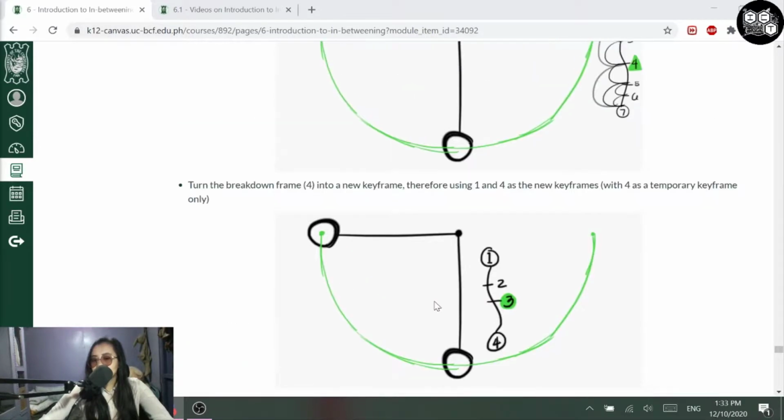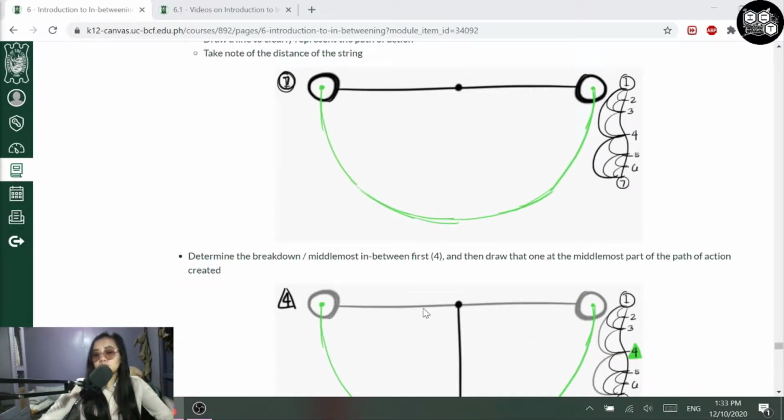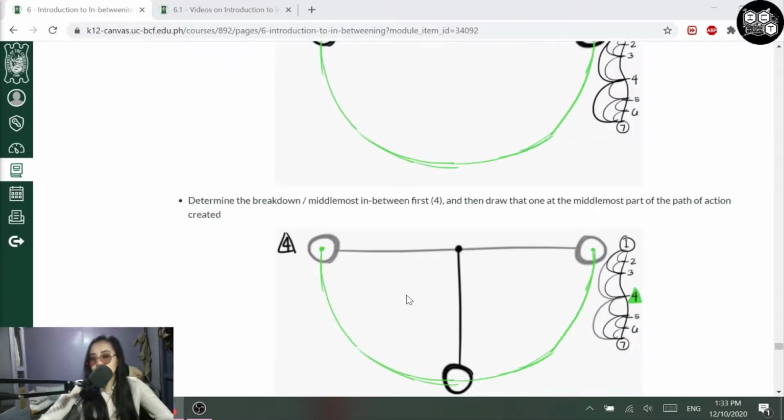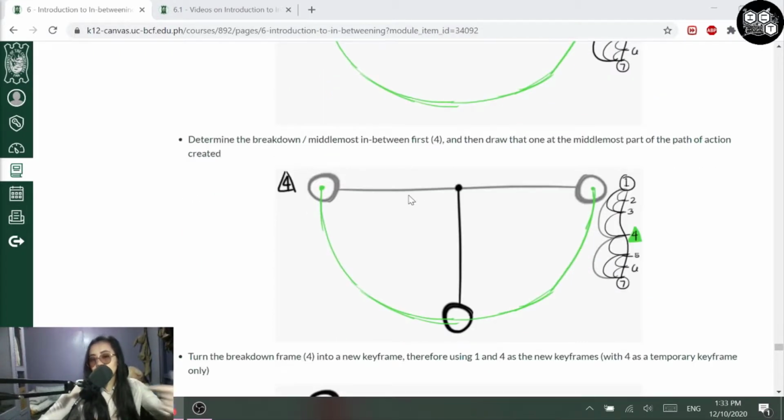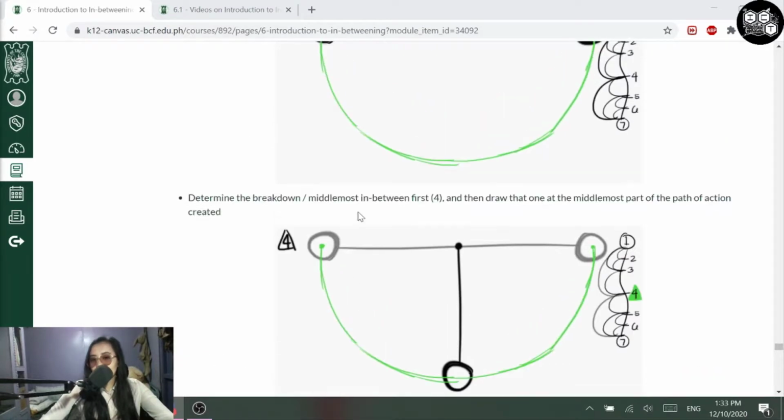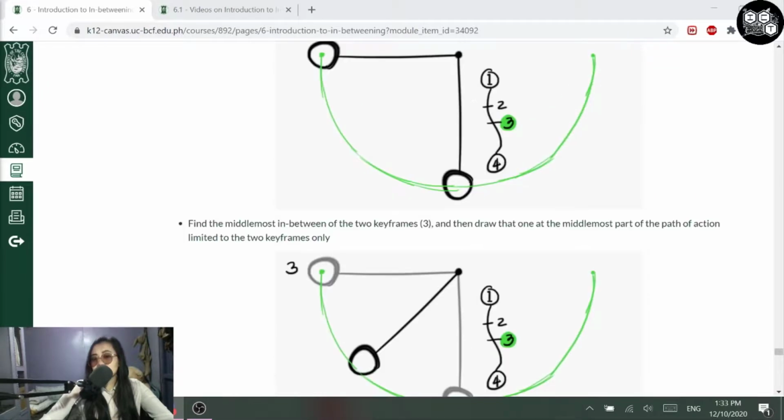And then again, this is an example of pose-to-pose animation. Since we don't really have a lot of time, I'd like you to please look at this one on your own. But essentially, what you're doing is that once you've created one of the in-betweens, you use that in-between as a new keyframe. As you can see right here, I've created a new timing chart. This is something that you won't be using. However, as a beginner in-betweener, it might be something that's useful for you.